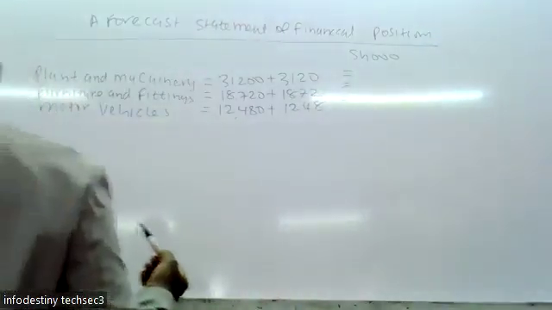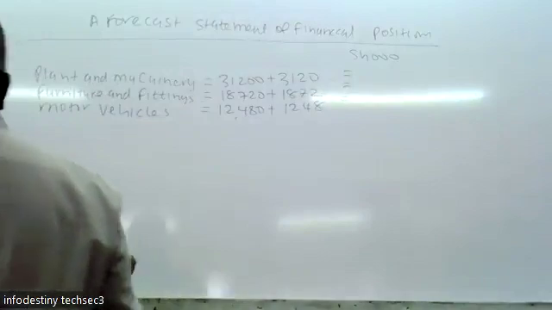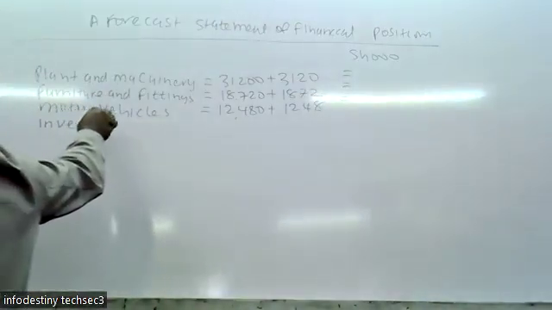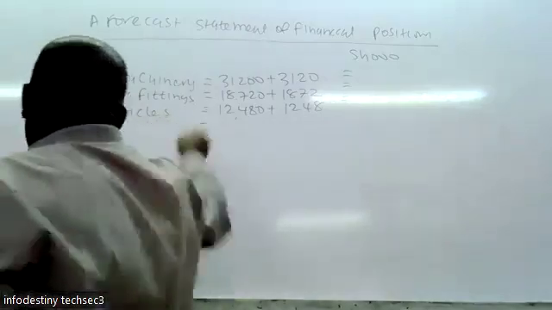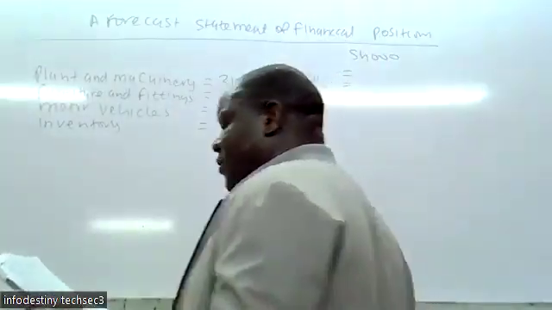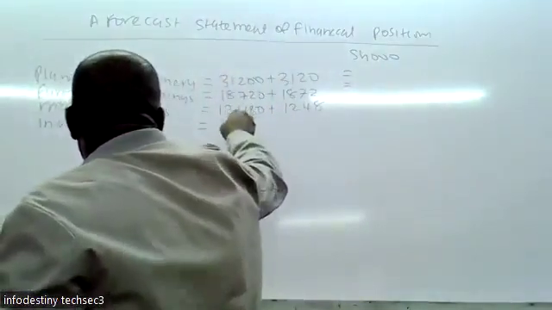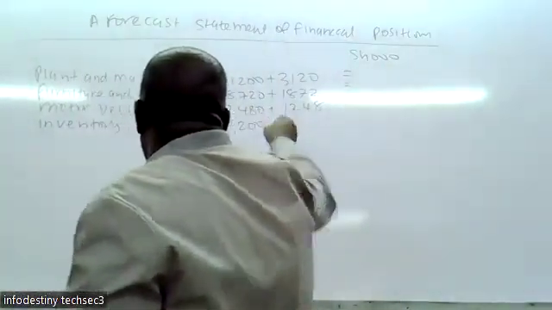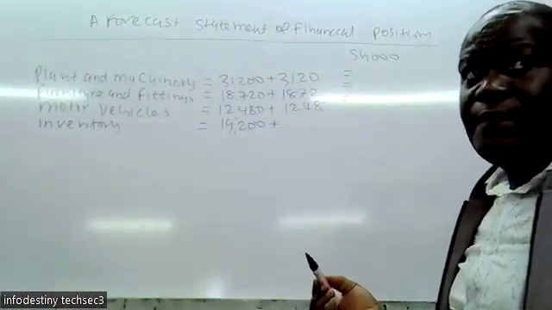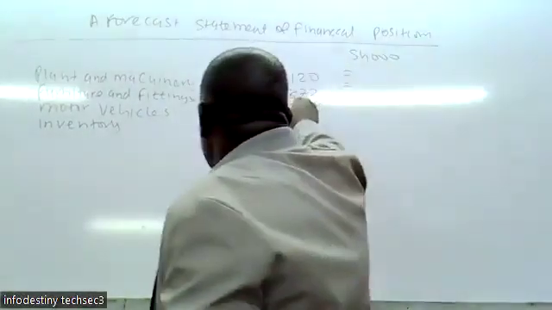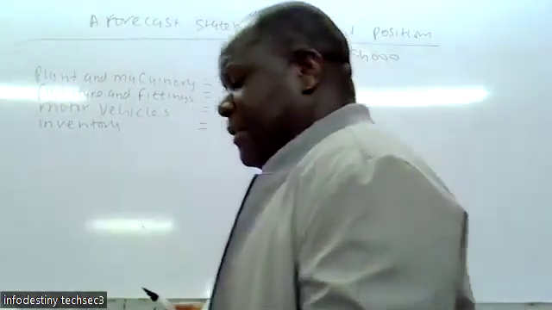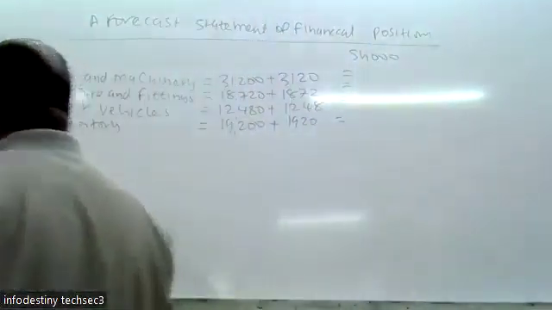We go to the next one, which is supposed to be inventory. So inventory, it was 19,200. We add the increase. How much was the increase? 19,200. The next one is account receivable.